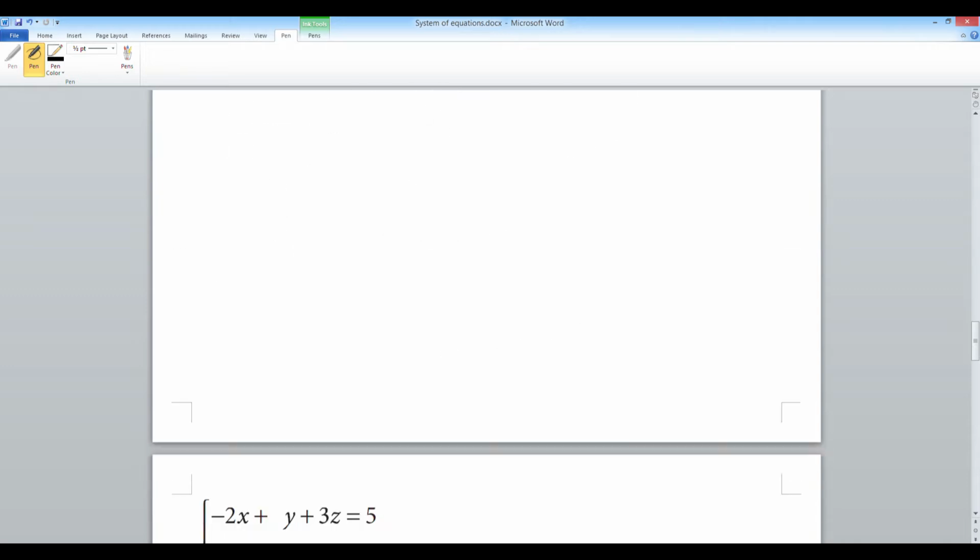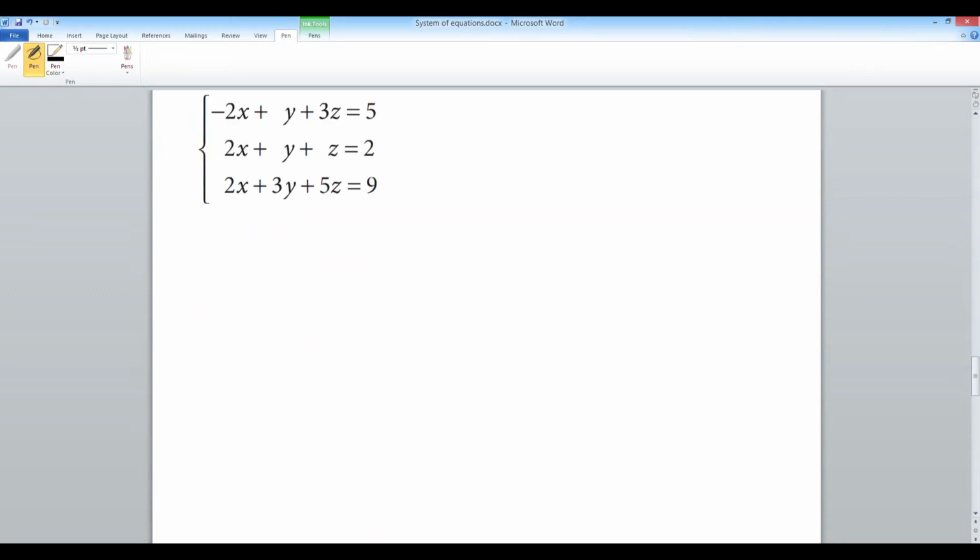Let's take a look at another example. So for this example, we see that I have a coefficient in front of all of my x's, but luckily they're all the same. So it's negative 2, 2, and 2, so they will still be relatively easy to eliminate. So I'm going to write my coefficients here. Negative 2, 1, 3 is equal to 5. 2, 1, 1 is equal to 2.